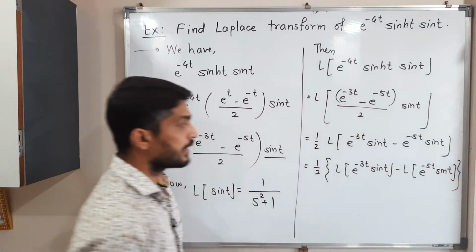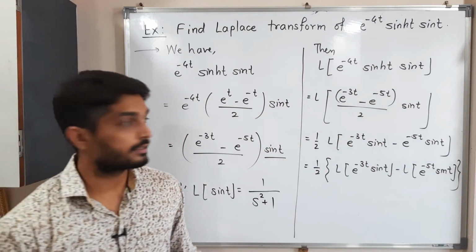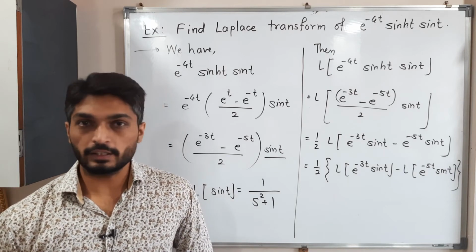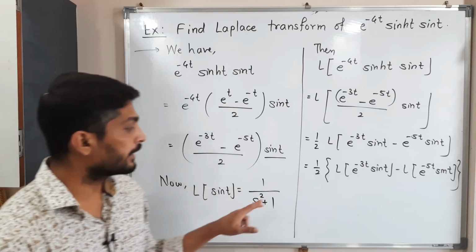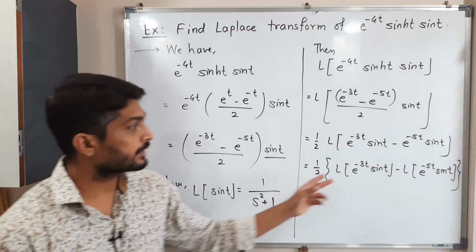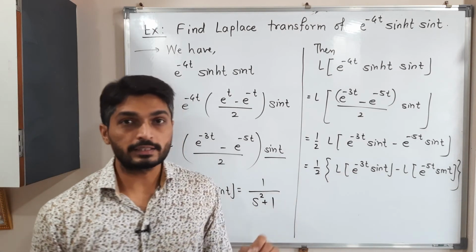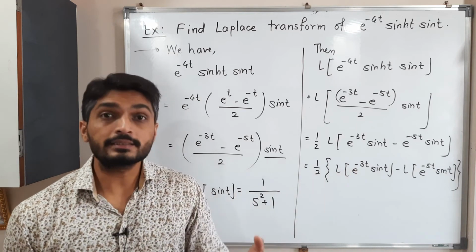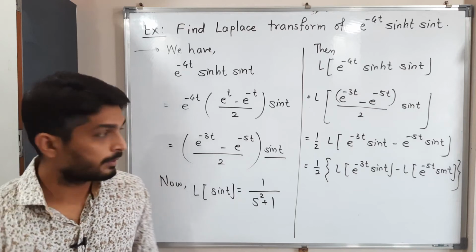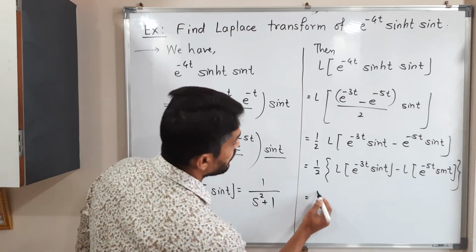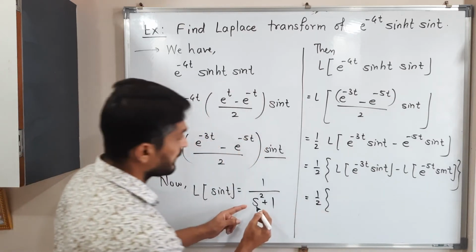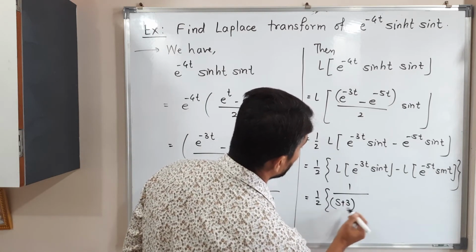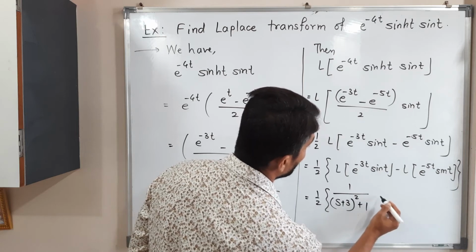Now the question is how to find their Laplace. It's very easy. An exponential function is there, so we have to go for first shifting theorem. Sin t, we already have its Laplace. And what is a multiple of it? e raised to minus 3t. That means we have to replace s by s plus 3, since minus 3 is there. So this is equal to 1 by 2. I am going to replace s by s plus 3: 1 upon s plus 3 square plus 1. Yes, we got its Laplace.